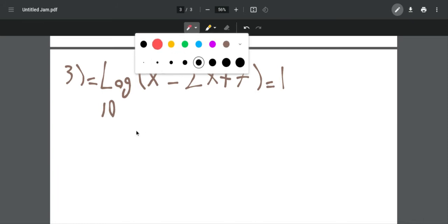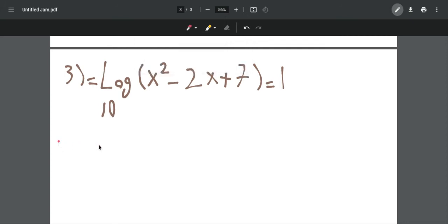For the last question, this is a little harder than the previous questions. In this question, again, we have a logarithmic equation, but in this case, we have a quadratic expression in the second power. So how do we solve it? First, we should change it to exponential form. Again, the inside of the log, x squared minus 2x plus 7, is equal to 10 to the power of 1.